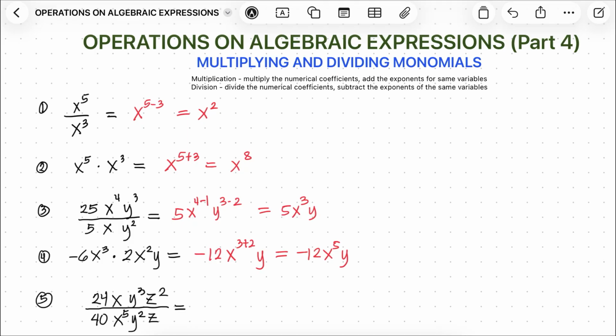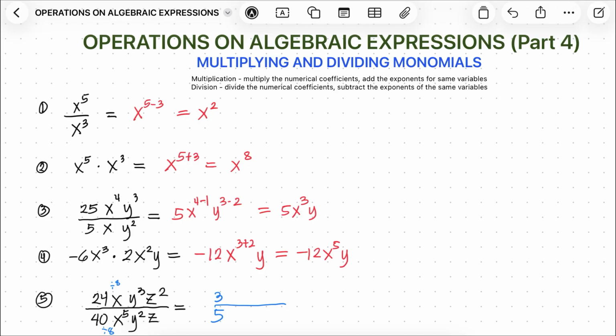Okay, so finally we have number 5. So 24 over 40. Well, you cannot divide this, right? But you can simplify it. So to simplify, we will just make a fraction there. So 24 over 40, what's the common divisor of both numbers? That would be 8. So if you divide by 8, 24 divided by 8 will be 3, and 40 divided by 8, that will be 5. So the simplest form of 24 over 40 is 3 over 5.